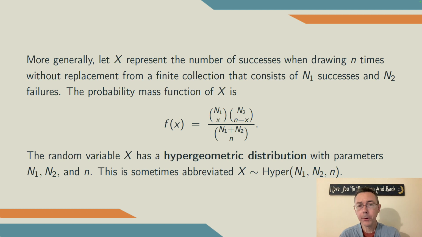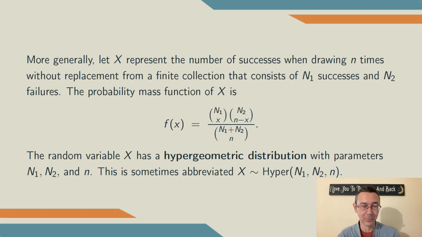More generally, suppose we're going to draw n times without replacement from a finite collection that has n1 successes and n2 failures. Let's let x be the number of successes that we get. The probability mass function of x is n1 choose x, that's the number of ways to get x successes, times n2 choose n minus x, that's the number of ways that the rest of the draws can be failures. All divided by n1 plus n2 choose n, that denominator being the total number of ways that you can draw a sample of size n from this population.